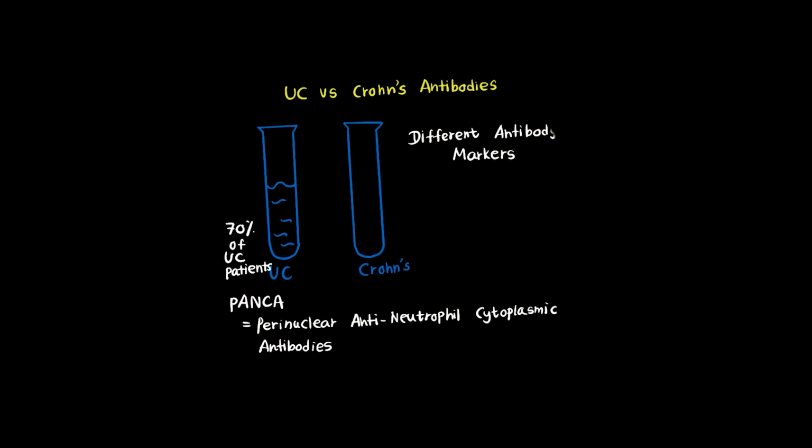These antibodies target proteins in neutrophils and are found in about 70% of UC patients. In contrast, Crohn's disease patients more commonly have ASCA antibodies. This antibody distinction helps clinicians differentiate between the two conditions when diagnosis is unclear. The correct answer is PANCA because these antibodies are significantly more prevalent in ulcerative colitis compared to Crohn's disease.